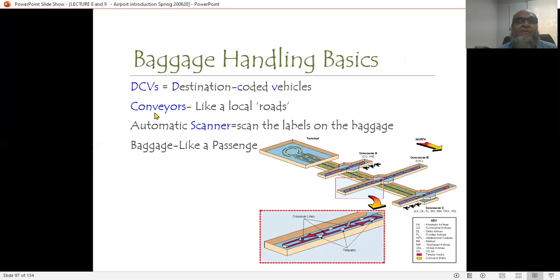So what happens is that the DCVs, destination coded vehicles, go from the terminal buildings to concourse 1, from there they are transported to this point, and then from this point to the aircraft directly. There is an automatic scanner that scans the label on the baggage, and each bag is then kept separate for each passenger, and the carts are kept in the order of their destination, and obviously the order of their priority: business passengers, then economy passengers.